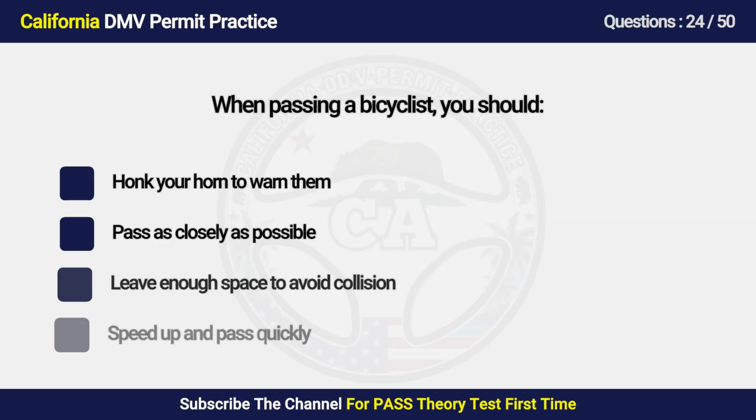Question 24. When passing a bicyclist, you should: A. Honk your horn to warn them. B. Pass as closely as possible. C. Leave enough space to avoid collision. D. Speed up and pass quickly.